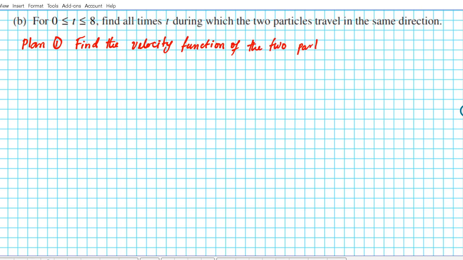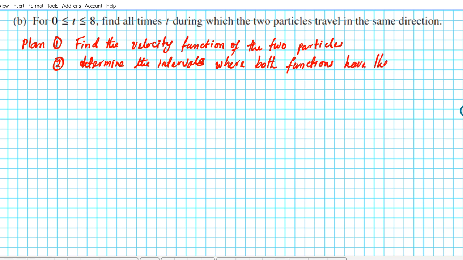Now the question is, why do you need that? Well, as indicated in part A, the sign of the velocity tells us the direction, okay? So after finding the velocity function of the two particles, we're going to determine the intervals where both functions have the same sign. All right, where both functions have the same sign.